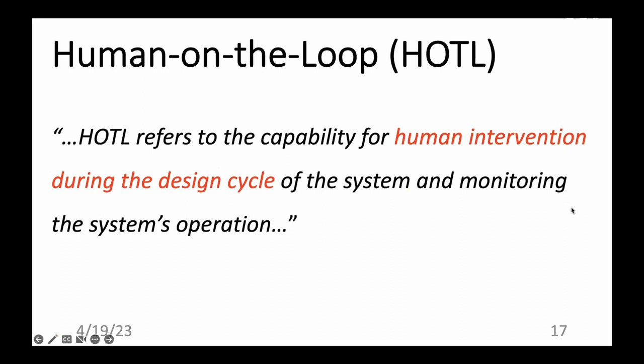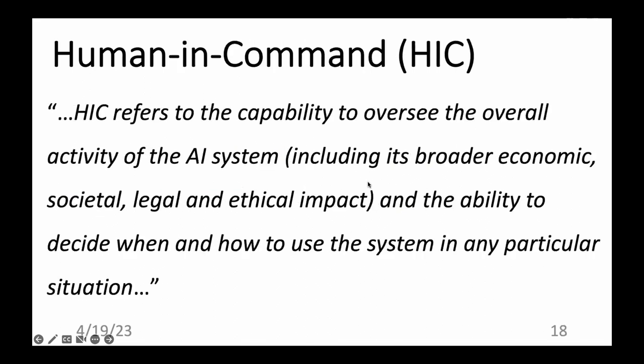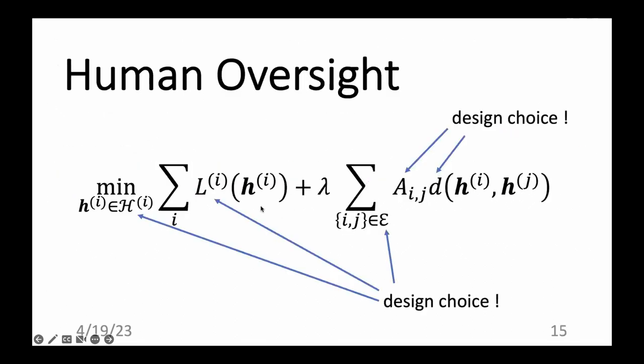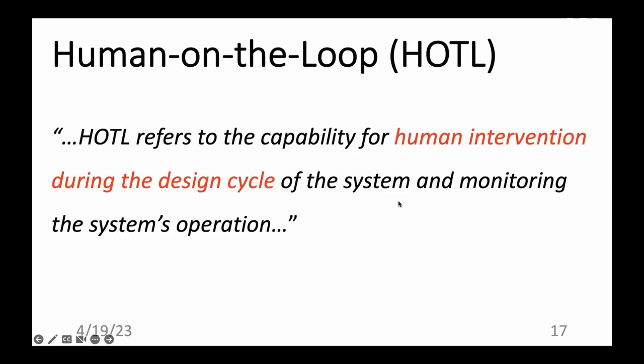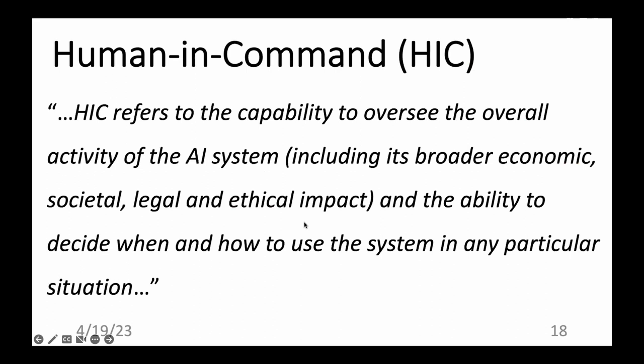Okay, then there's the notion of human on the loop, which refers to the capability of human intervention during the design cycle of the system and monitoring the system operation. So this is also closely related to the human doing the design choices and the human comparing validation and training errors. So monitoring system operations.